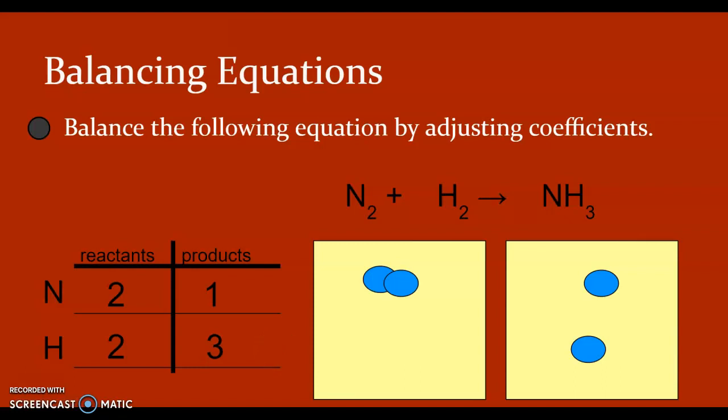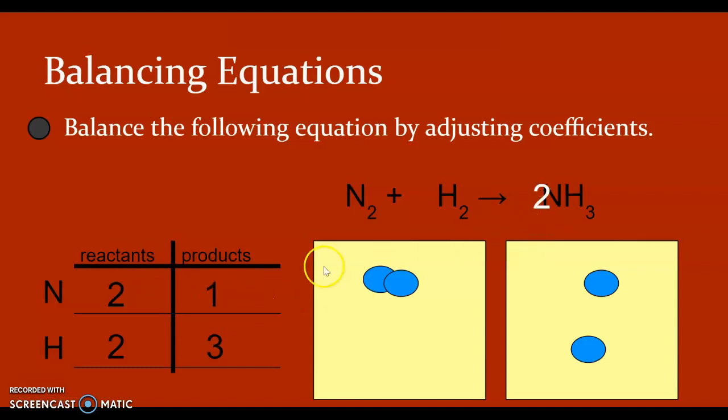I never start with hydrogen or oxygen because a lot of times those are in multiple molecules on both sides, and it makes it hard to count. So a lot of times I like to start with pretty much anything else that is not equal, rather than hydrogen or oxygen. So let's go ahead and start with nitrogen.